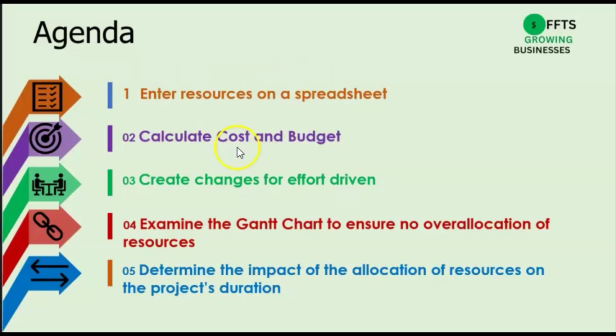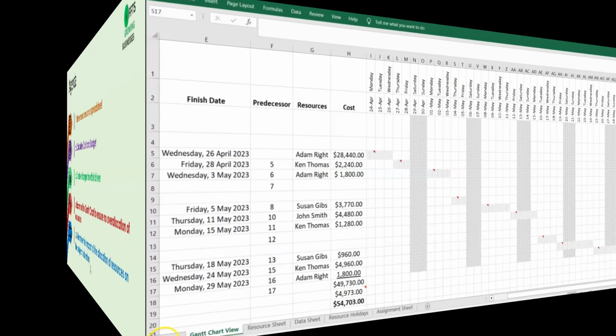We're going to calculate cost and budget. We're going to create changes for effort-driven tasks. We're going to examine the Gantt chart to ensure no overallocation of resources. And we're going to determine the impact of the allocation of resources on the project's budget.